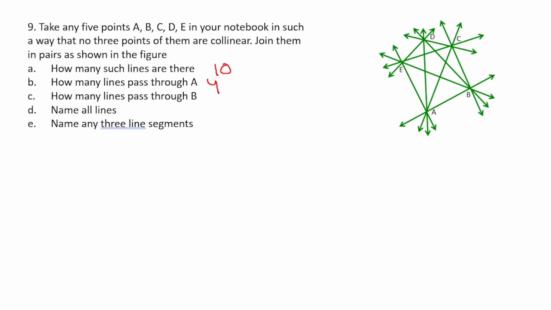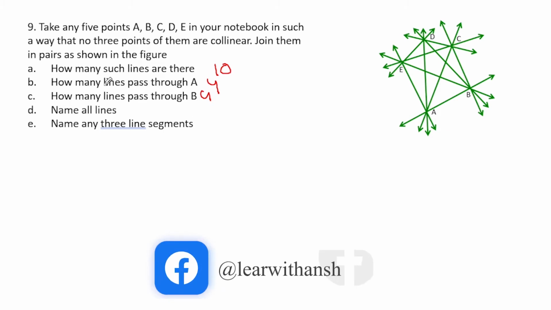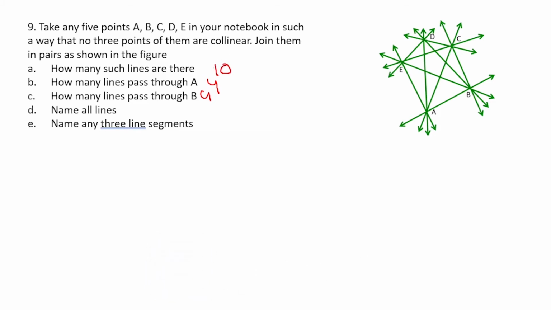Now how many lines pass through point B? So we have one line over here, one line over here, one line over here, and one line over here. So again, it's the same answer. It is 4. Name all lines. So we have to name all the lines in this figure. So we know that we have 10 lines. So let's start one by one.